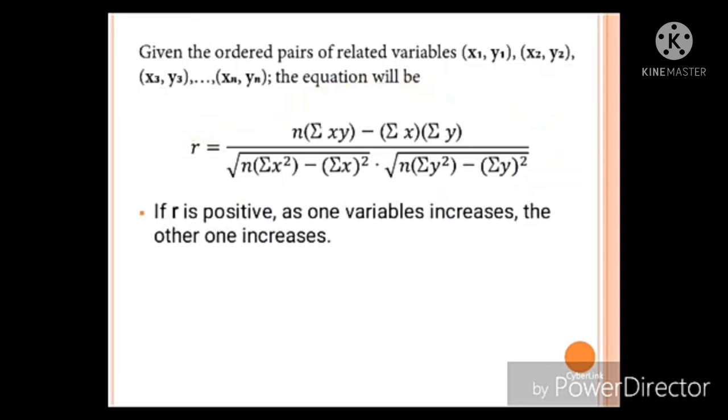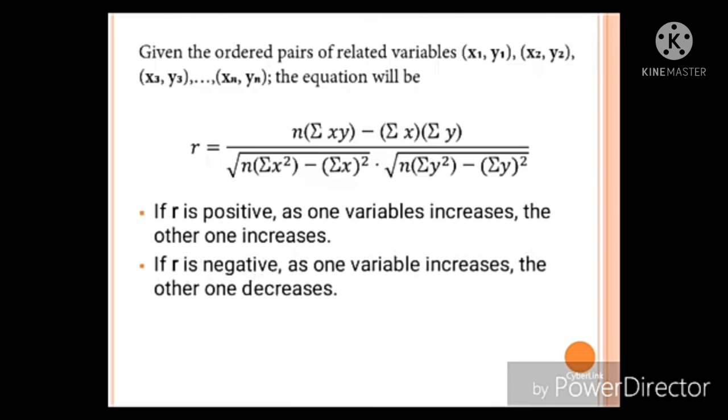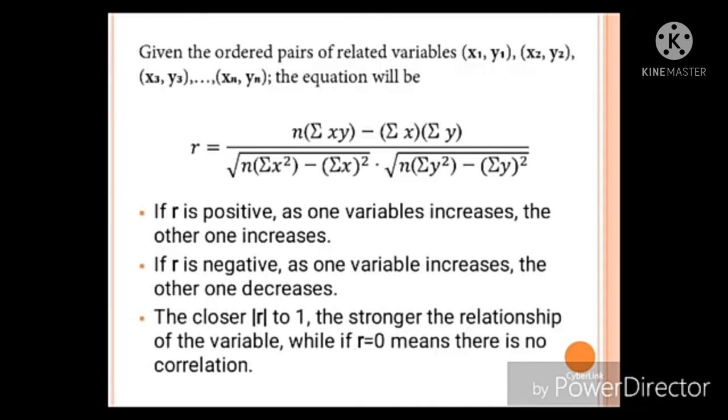And if r is positive, as one variable increases, the other one also increases. And if r is negative, as one variable increases, the other one decreases. The closer the r is to 1, the stronger the relationship of the variables. However, if r is equal to 0, there is no correlation.